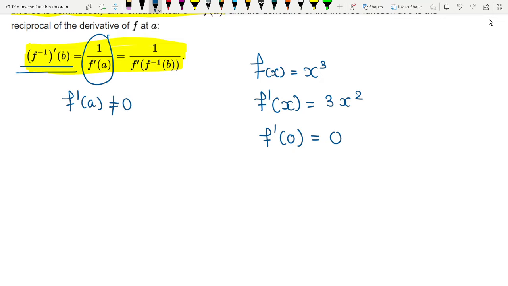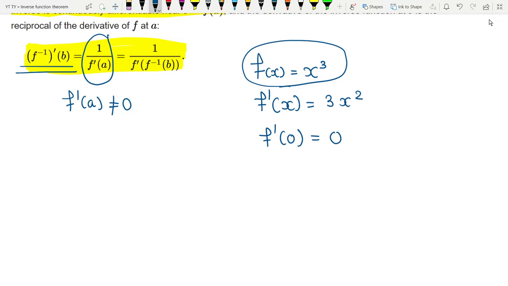So what I understood is that, in this case, I cannot apply my inverse function theorem because the derivative at the point 0 is 0, right? But what will happen if I'm unable to apply it? That means something special should happen. Does that mean the inverse does not exist? The inverse of this function does exist, right?